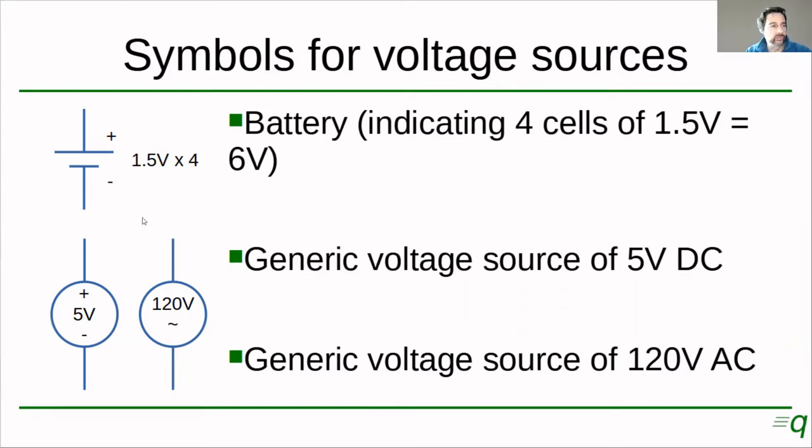These two are generic voltage sources. The one on the left is a 5 volt DC source, and we know it is DC because we have a polarity indicated, positive on top, negative on bottom. It could be reversed here, but this is kind of a convention. For the most part, you're going to see negative at the bottom and positive at the top. This other symbol is a 120 volts AC voltage source. And this is what you would be getting from your outlet in your home if you live in North America or some other countries that use 120 volts.